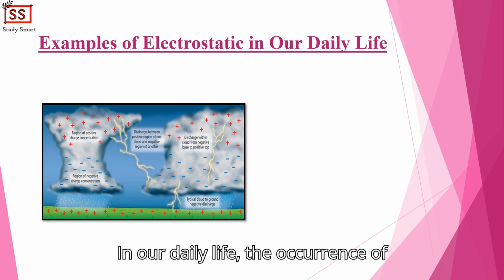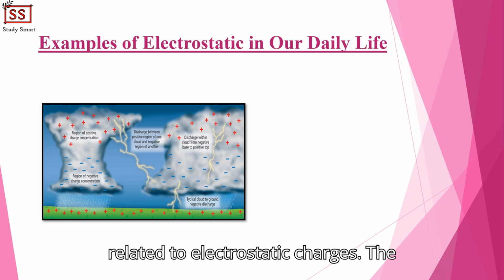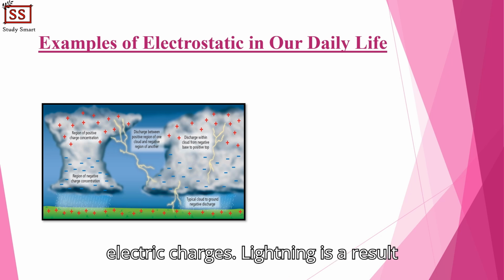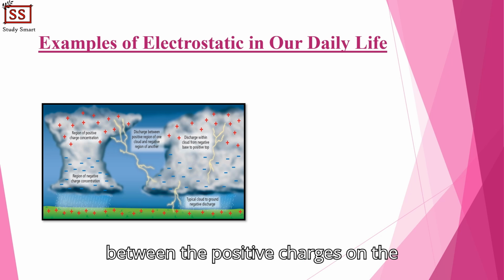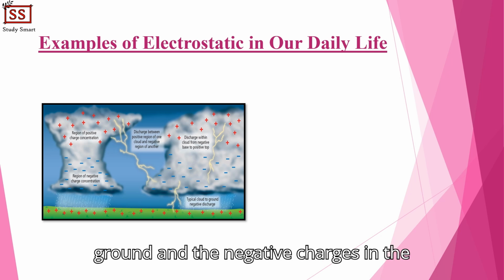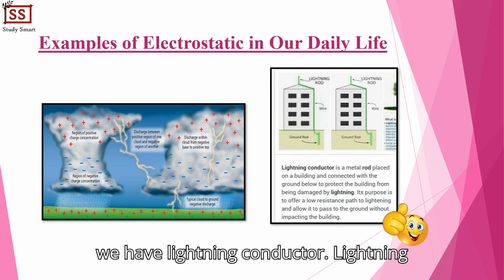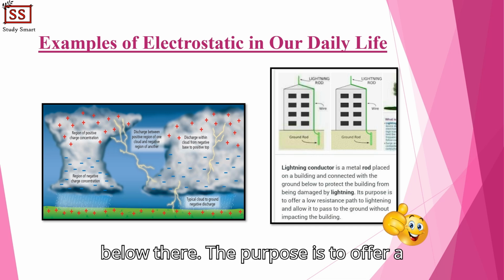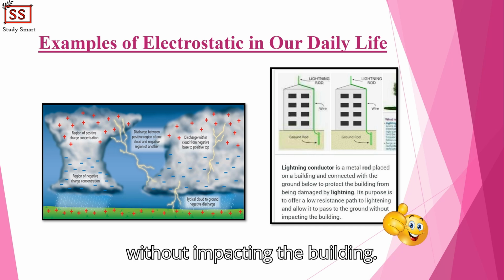In our daily life, the occurrence of lightning is one of the phenomena that is related to electrostatic charges. The friction between the clouds and the air causes the cloud to be charged with electric charges. Lightning is a result of the force of attraction that exists between the positive charges on the ground and the negative charges in the clouds. In order to avoid this, we have a lightning conductor. A lightning conductor is a metal rod placed on a building and connected with the ground below it. The purpose is to offer a low resistance path to the lightning and allow it to pass to the ground without impacting the building.